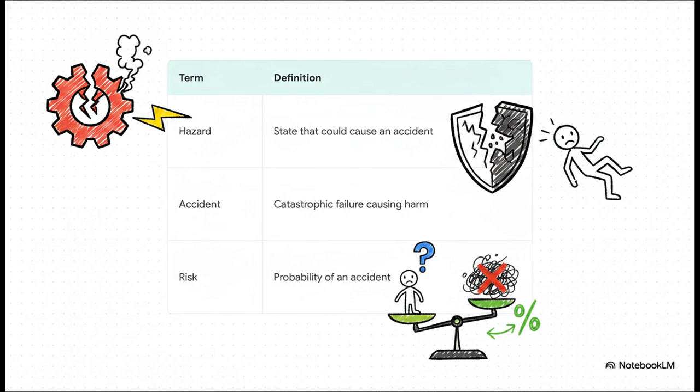Now, let's walk through these 3 final definitions deliberately, because getting these right is a guaranteed way to secure marks in your exam. Write these down. A hazard is a system state that could lead to an accident. It's the potential for danger. An accident is the actual catastrophic failure causing death or injury. And risk is a measure of the probability that the system will cause that accident, taking into account just how severe the hazard is. Memorize these 3 definitions for sure.